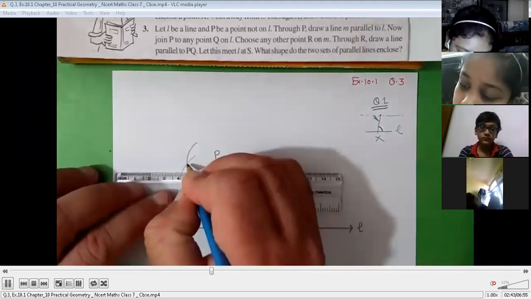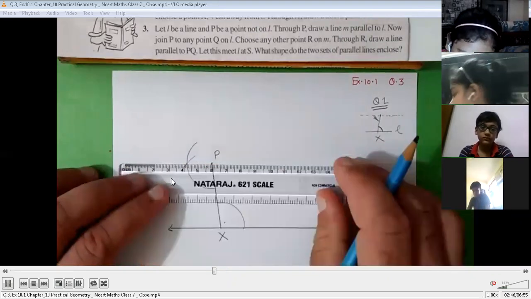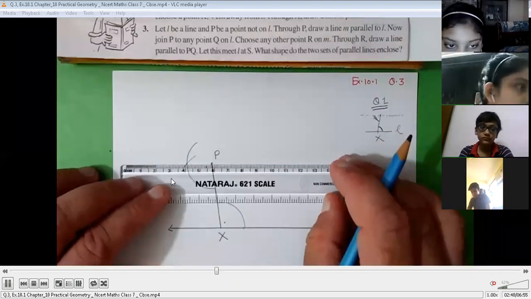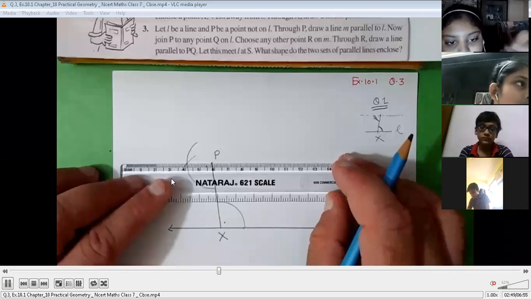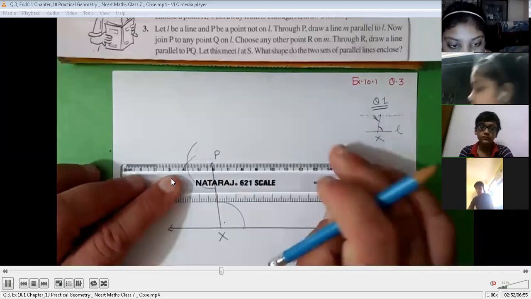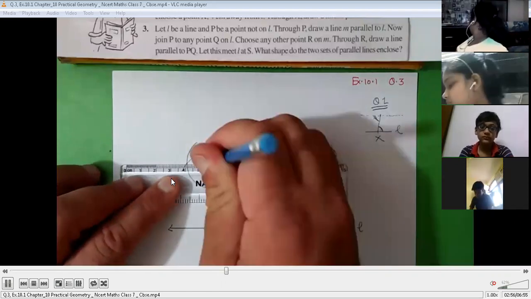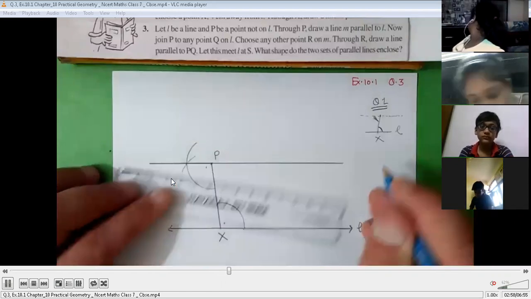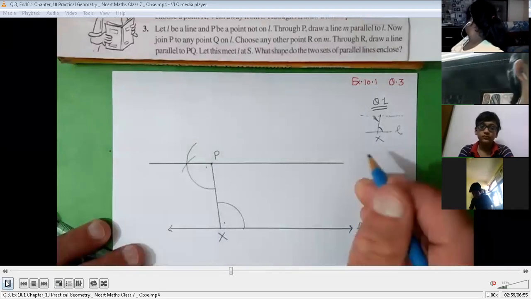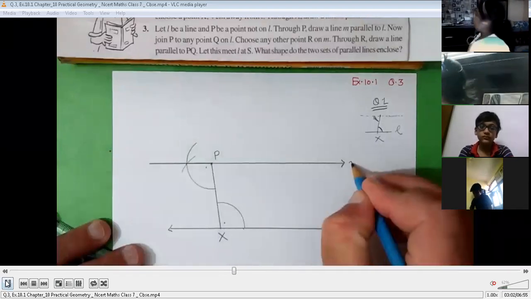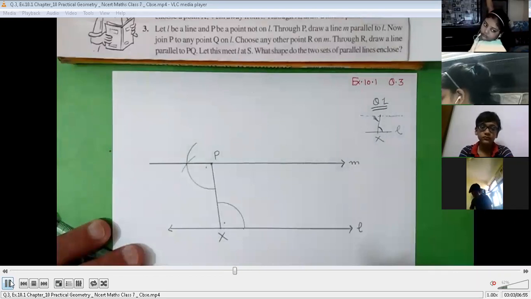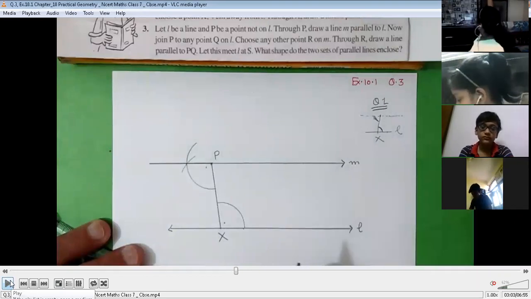Now we have to take this middle point and draw a line parallel to L. That will be M. Draw a line. M line. That will be parallel to L. M parallel to L. Draw it up to here, children. Draw an arc.